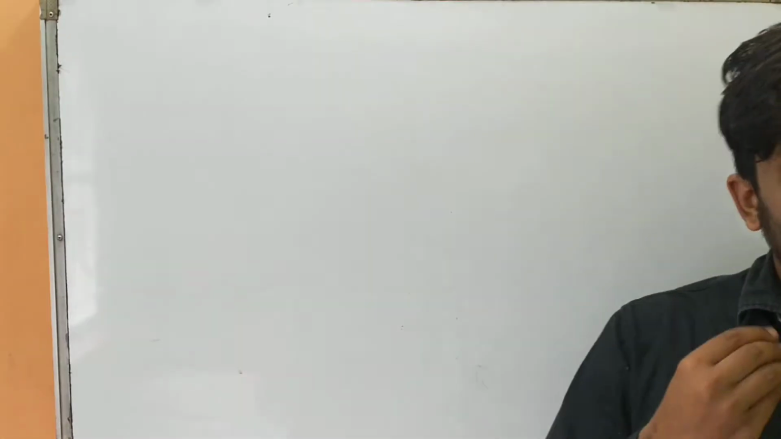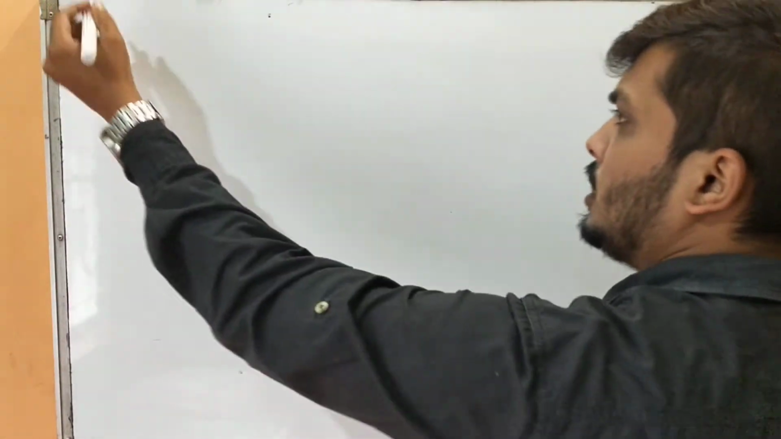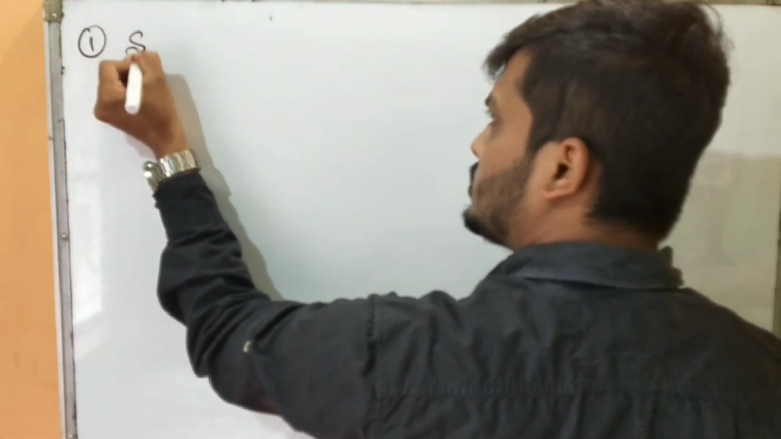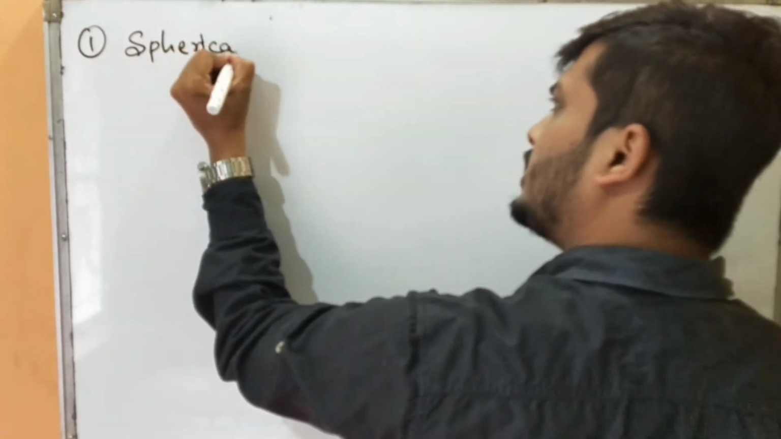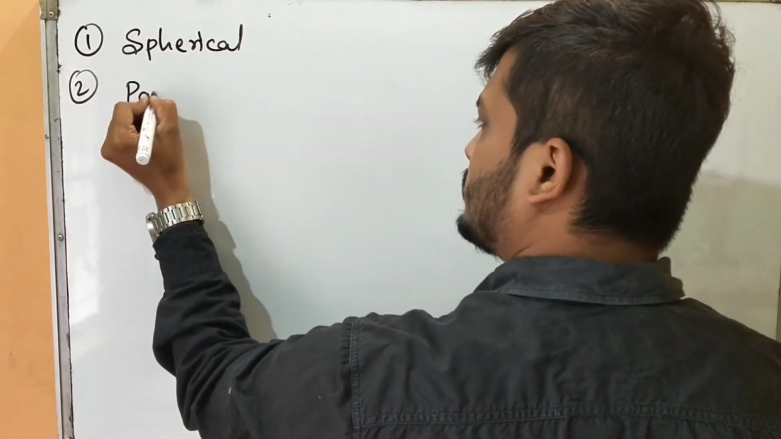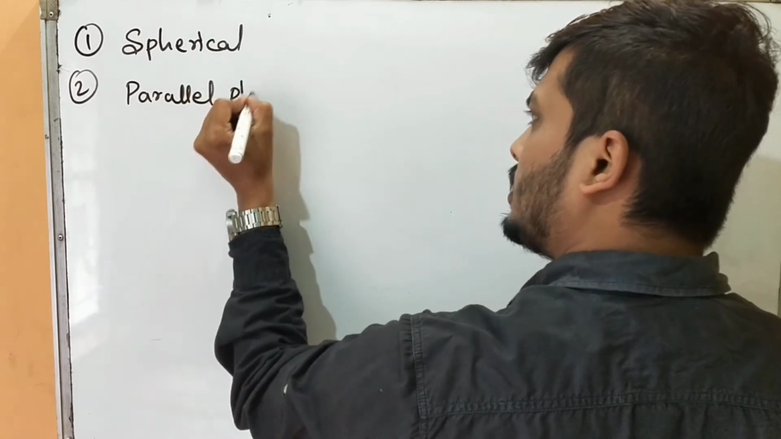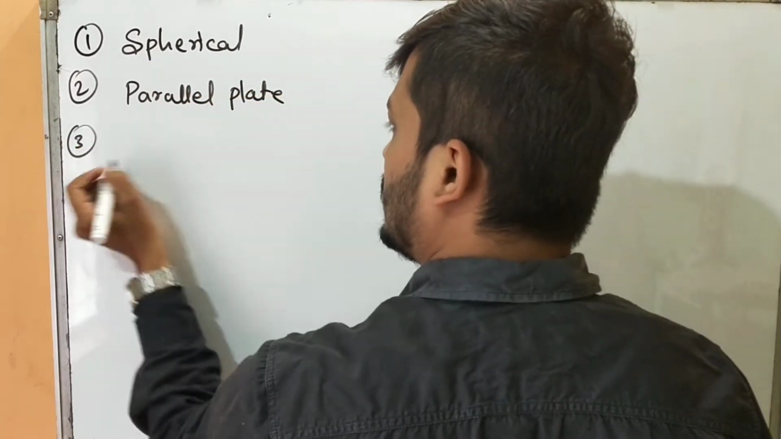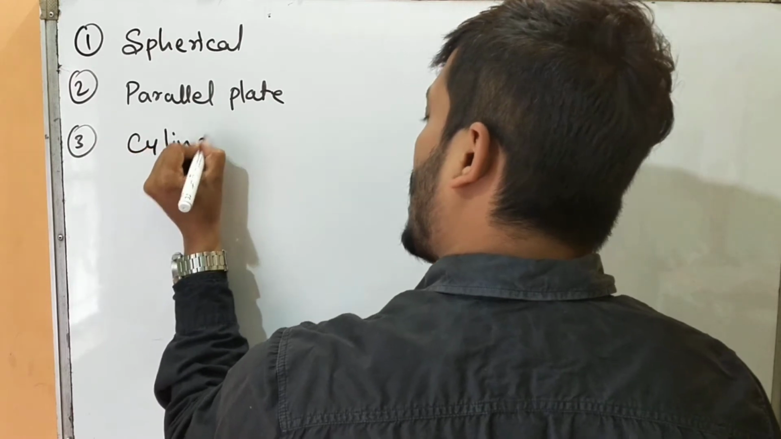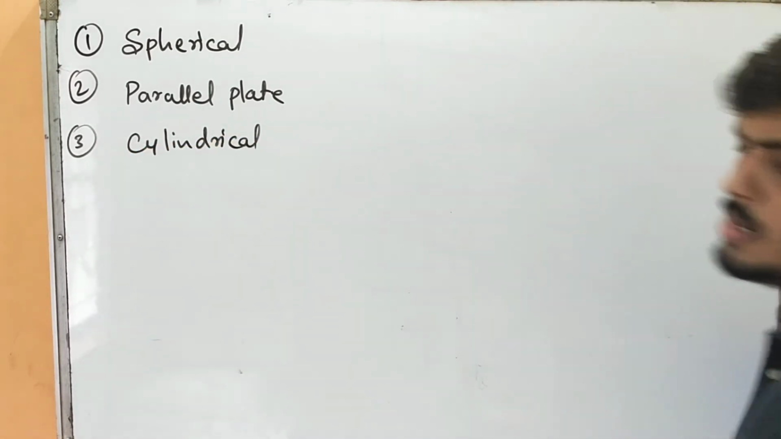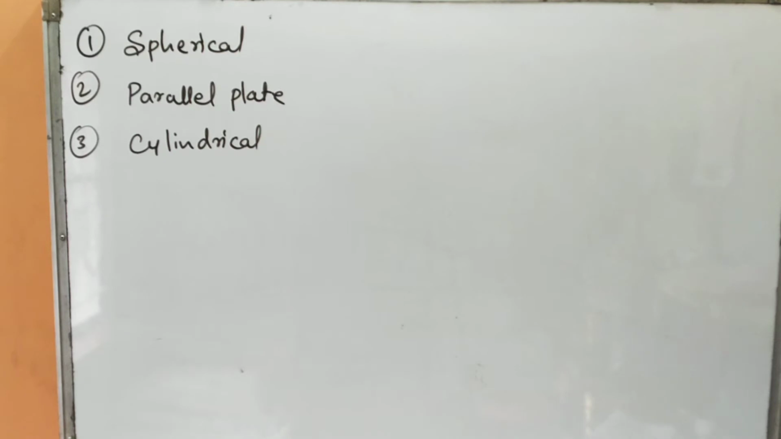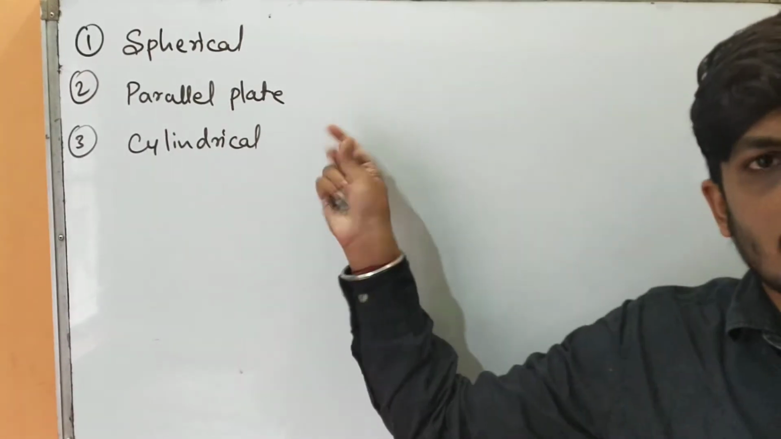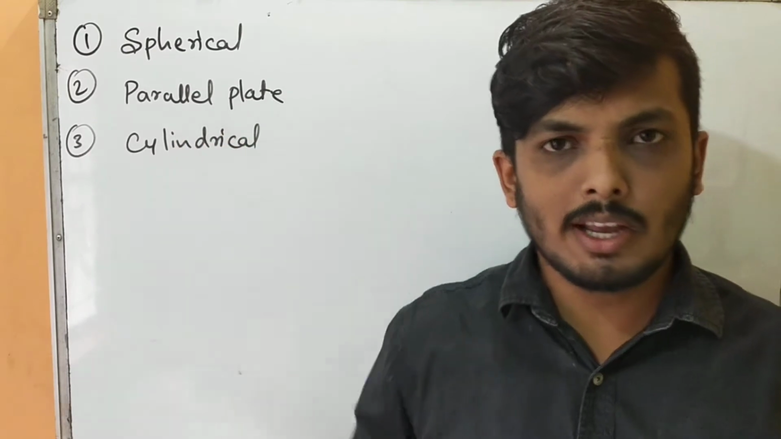In today's class we are going to study various types of capacitor, but as per your syllabus we are going to stress more on the parallel plate capacitor. Basically there are three types of capacitor. The first one is the spherical capacitor, which I think we already studied last class. The next is the parallel plate capacitor, and the third one is the cylindrical capacitor. Apart from these there are various other types, but these are the fundamental types. In your syllabus we are going to stress more on the parallel plate capacitor.